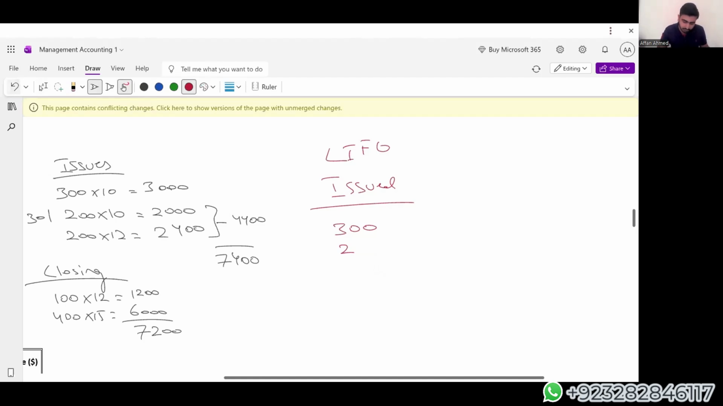Let's see. First of all, 300 units are at the price of 15. So 300 into the price of 15 is giving us 4,500. The first sale has been completed. If you can easily see that 300 is the amount that we are issuing, we are in a position that we have completely given out the units that were requested in the first transaction.